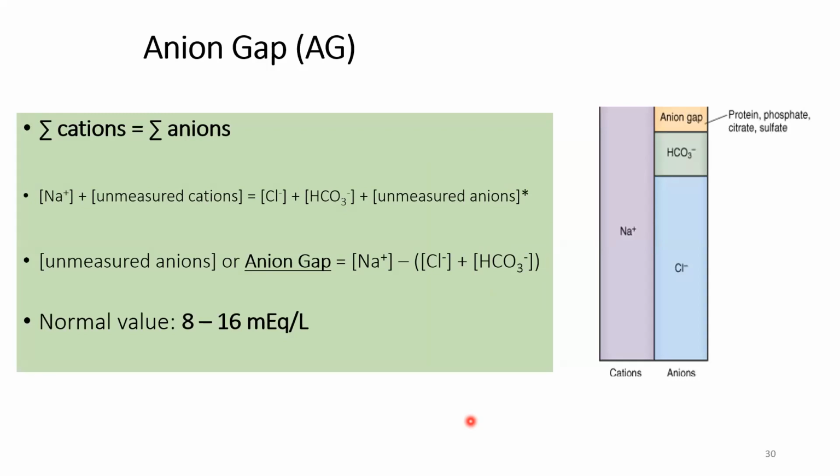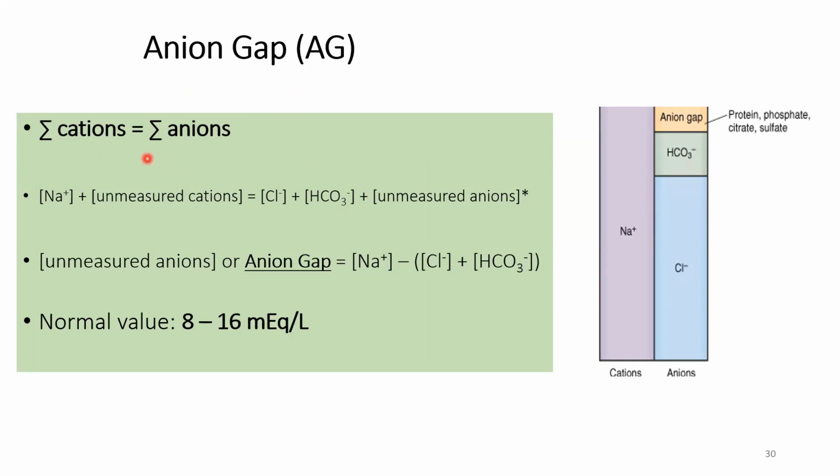Anion gap is one of those concepts which we use to extrapolate this whole thing. Remember that this is just a concept. There is no gap in anions or cations. In fact, the sum of cations and the sum of anions are in complete balance in the body.